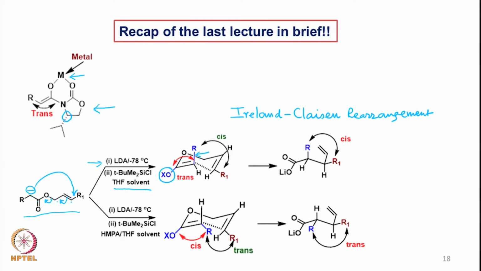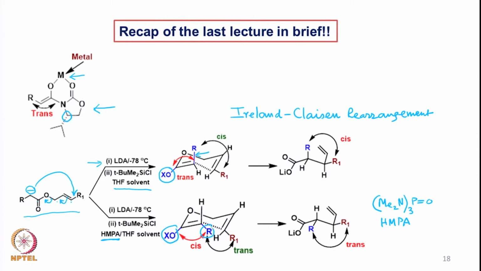But if we keep everything else the same but add extra HMPA, which is hexamethyl phosphoric triamide, having this structure, (Me2N)3PO, this is what is HMPA. This particular solvent has 3 nitrogens and they play a very crucial role, and in that situation, as you can see here, the OX group and the R group are cis to each other.